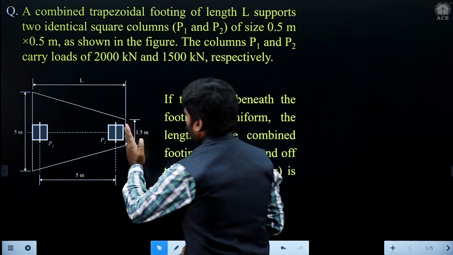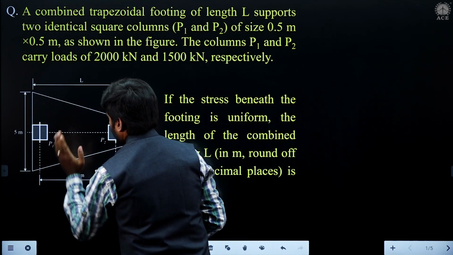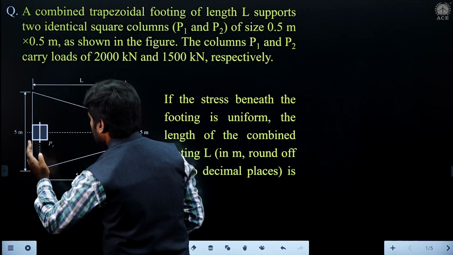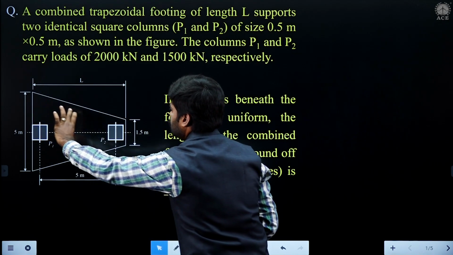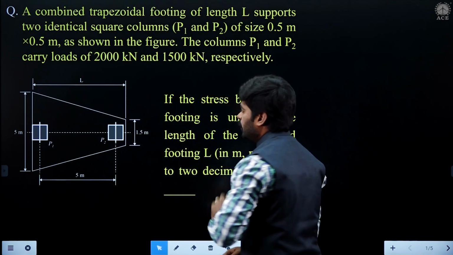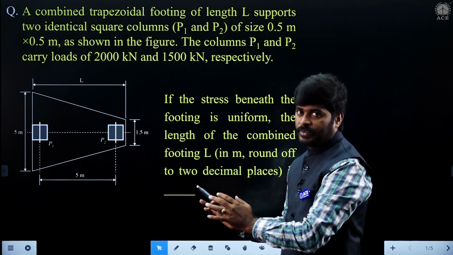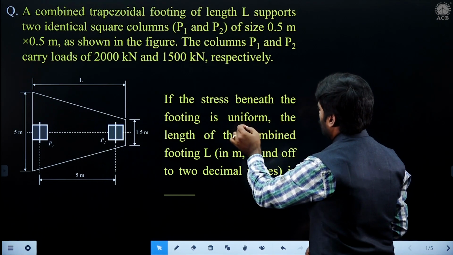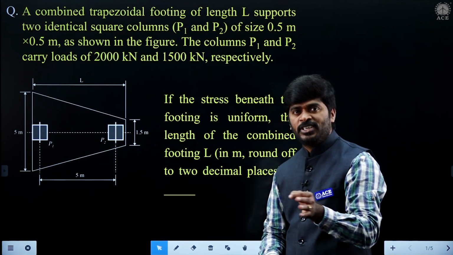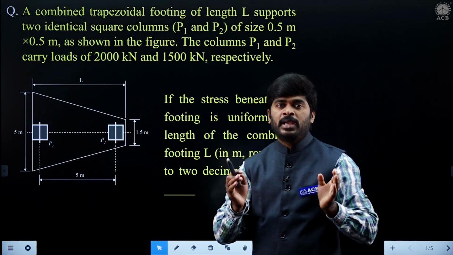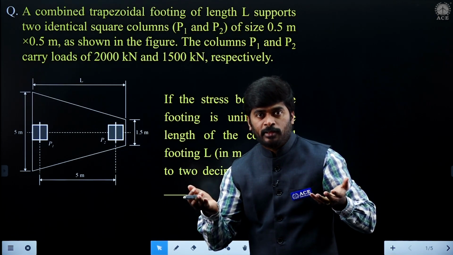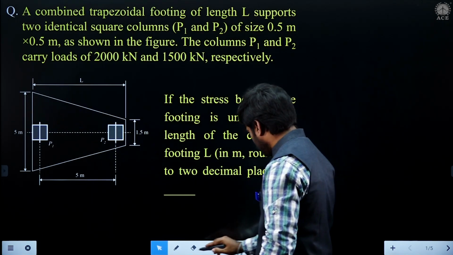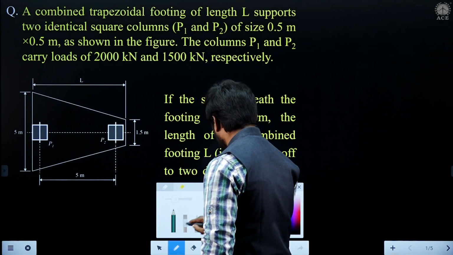Okay, from center of P2 column to center of P1 column is 5 meters and width of a trapezoidal footing at one side is 5 meters and it is gradually reduced to 1.5 meter at other side. Okay, this is the figure given in the question itself. If the stress beneath the footing is uniform, my dear, one condition is given in the question. What is that? Maintain uniform stress below the footing, right? The soil pressure must be uniform below the footing, right? It is the condition given in the question.